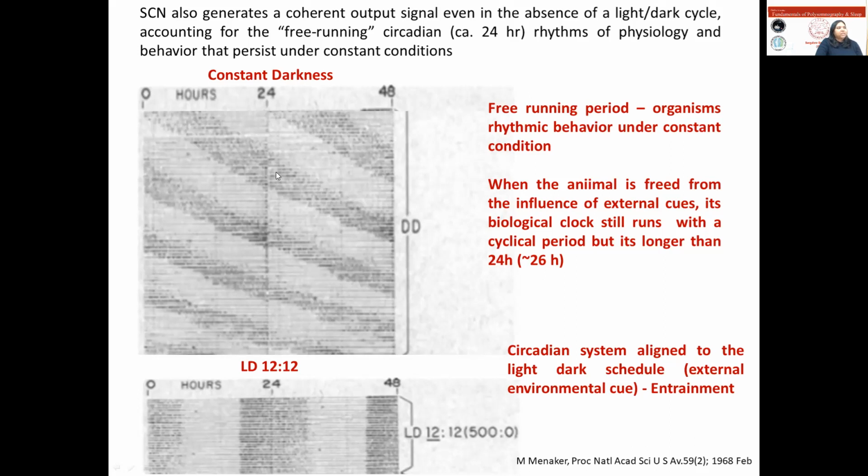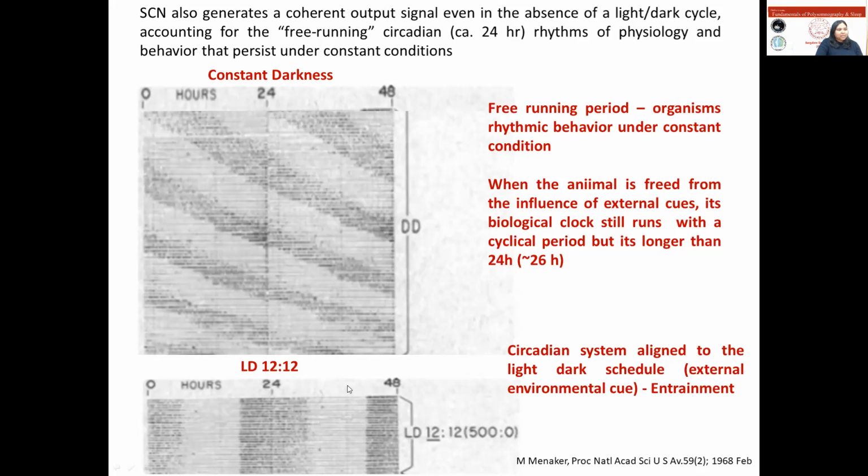The animal was maintained in constant darkness, and the sleep and wake activity were observed. So in a free running period, in the absence of external environmental cues, the animal still maintains activity and sleep, except this endogenous clock is a little longer than the 24 hours that is observed in a circadian rhythm.